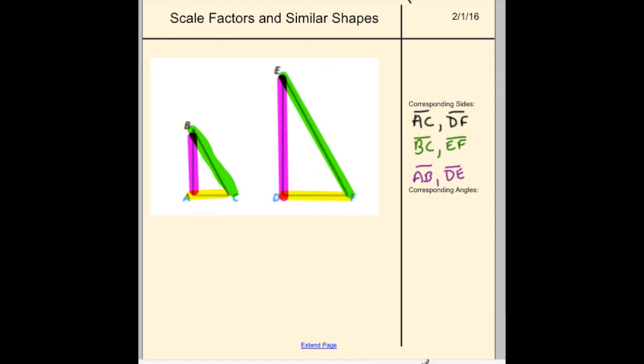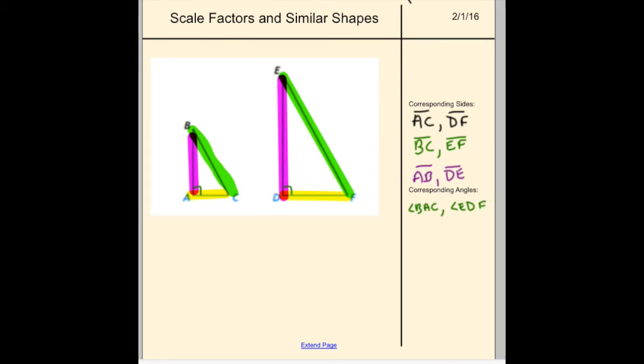Same thing with angles. We've got corresponding angles and they work pretty much the same way. You just take a look at what angle is in the same position as the angle in the other triangle. So here we've got angle BAC. We always name it with the vertex, or the corner, in the middle, and that corresponds to angle EDF.